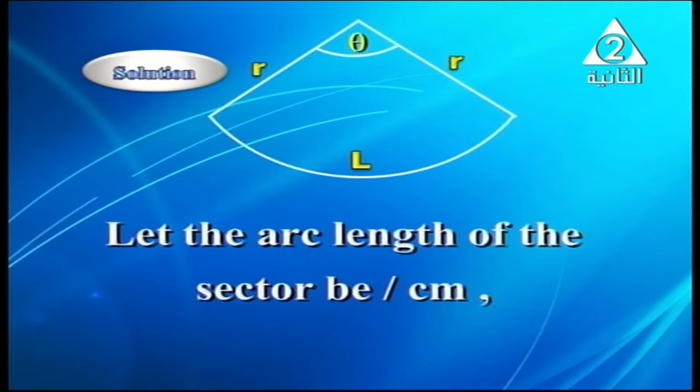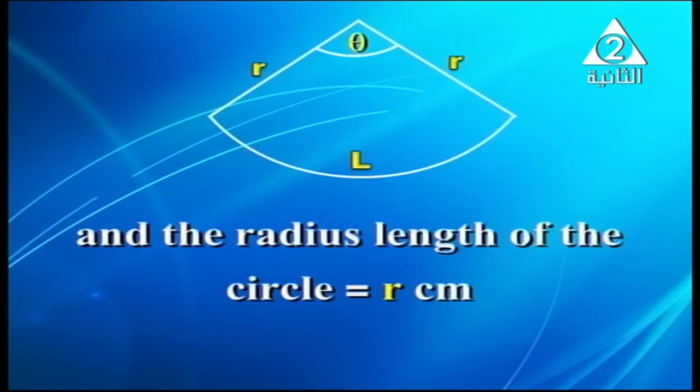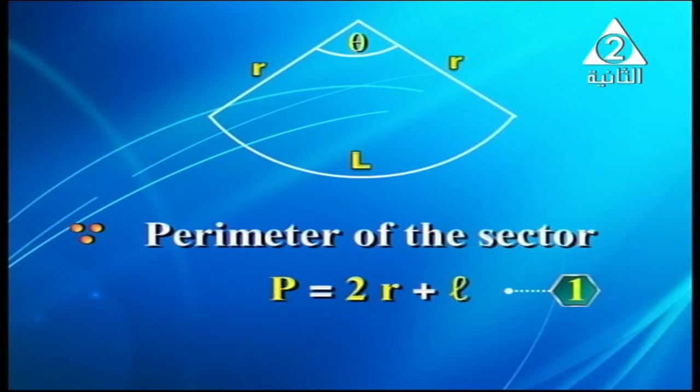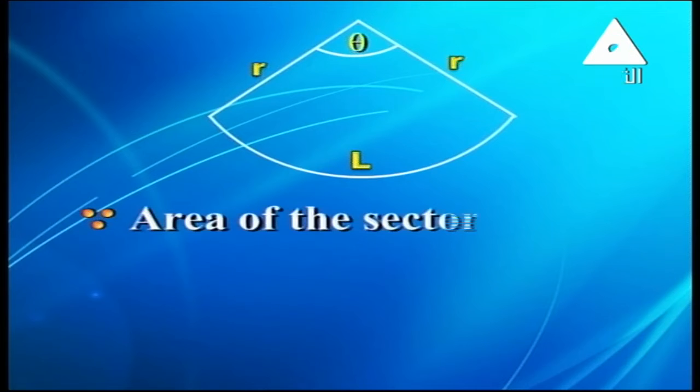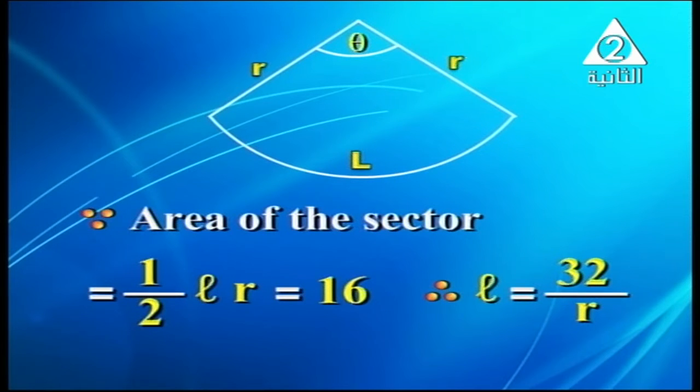Let the arc length of the sector equal L centimeter and the radius length of the circle be r. The perimeter of the sector equals 2r plus L. This is equation number 1. We know that the area of a sector equals half L times r, and from the given it equals 16. Then what is the relation between L and r? L equals 32 over r.